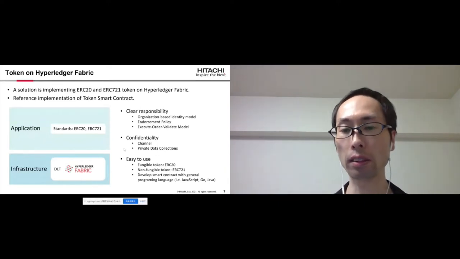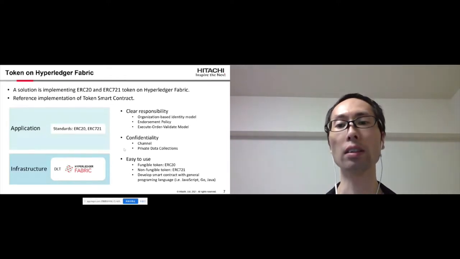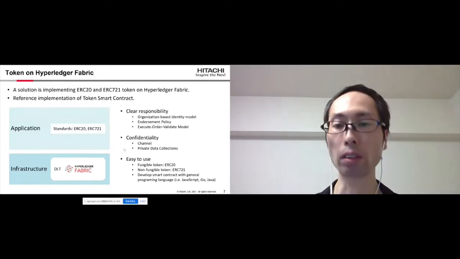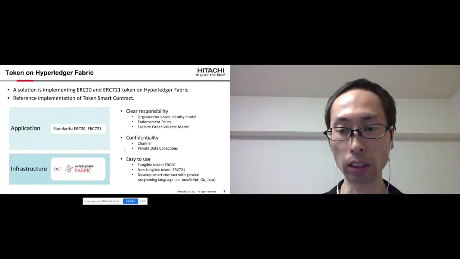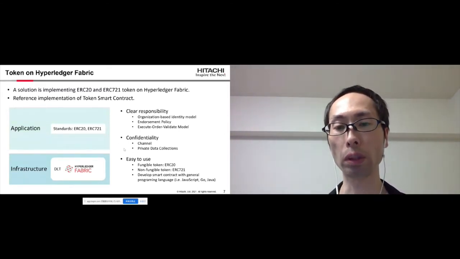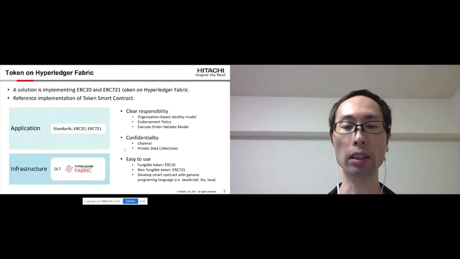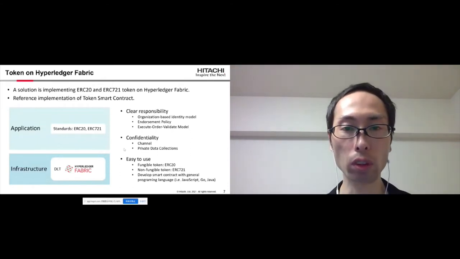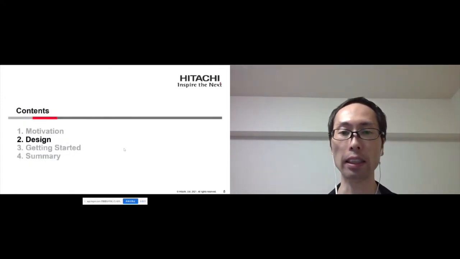For easy to use, I used ERC20 and ERC721, which are token standards, and I will explain it later. And Fabric also supports general programming languages like JavaScript, Go, and Java, so engineers can develop smart contract easily. So this is the basic idea of my solution. So let me explain the design in detail.